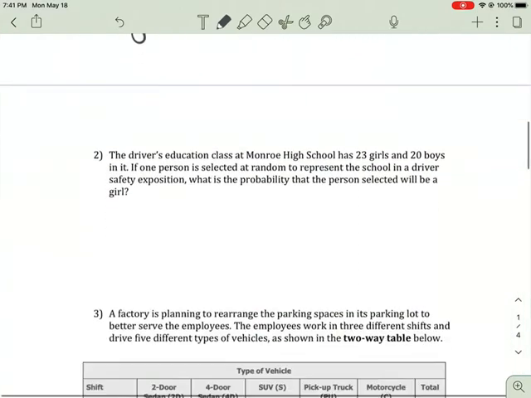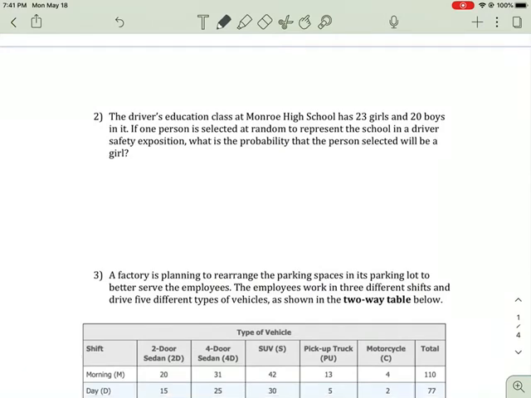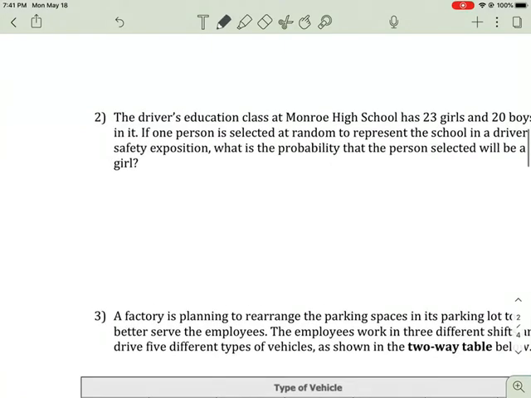Okay. All right, so let's try another one. We have a driver's ed class in Monroe High School, has 23 girls and 20 boys in it. If one person is selected to represent the school in a driver safety exposition, what is the probability that person will be selected as a girl? So we want a probability that we're going to have a girl to represent the school.